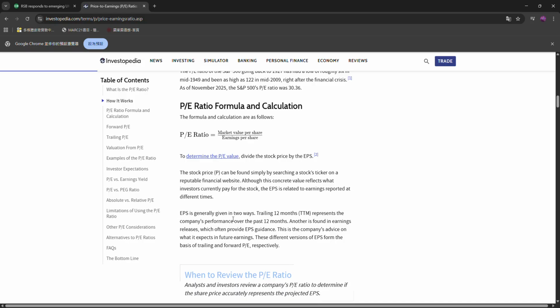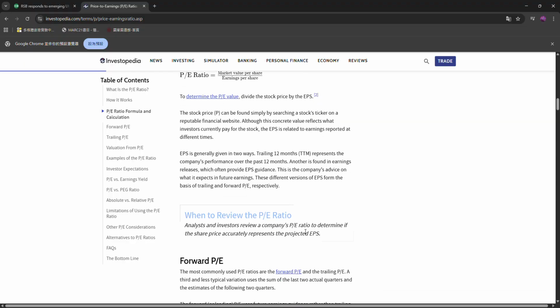EPS is generally given in two ways. Trailing twelve months, or TTM, represents the company's performance over the past 12 months. Another is found in the earnings release, which often provides EPS guidance. This is the company's advice on what is expected in future earnings. These are different versions of EPS, and form the basis of trailing and forward PE respectively.